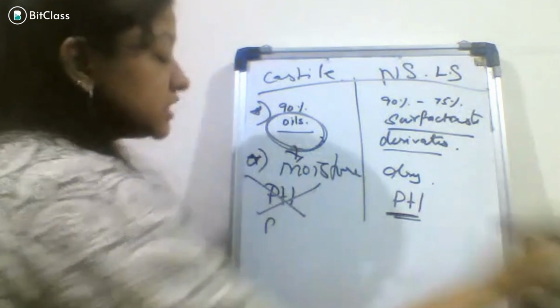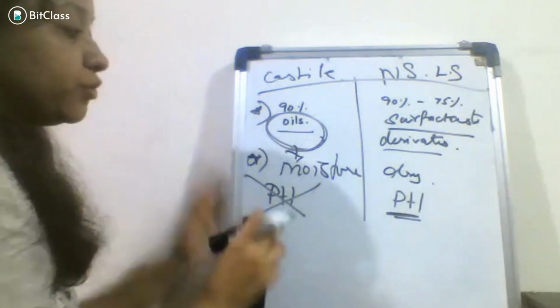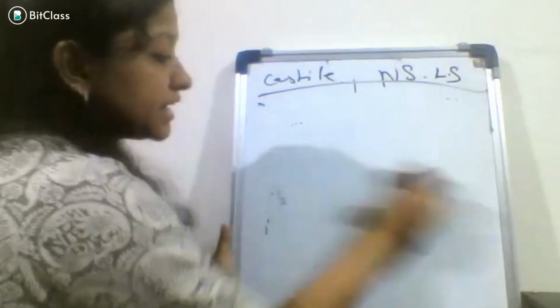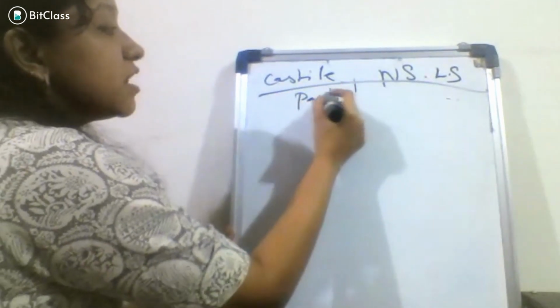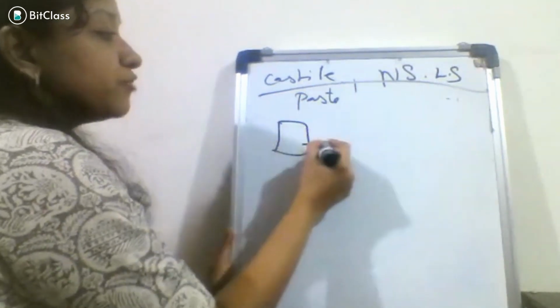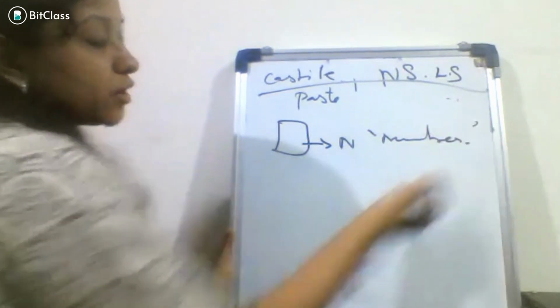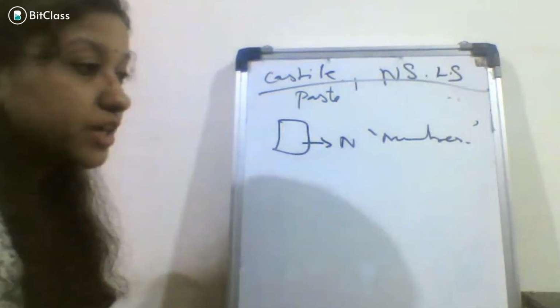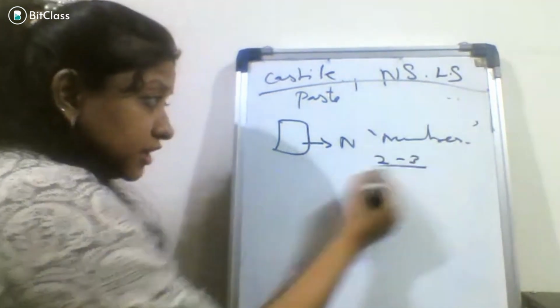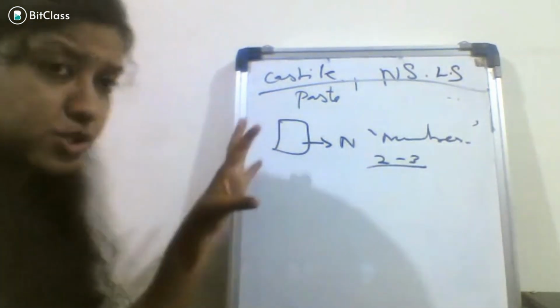So this Castile soap, when we make it, we try to make it as a paste. That Castile paste, you can store and keep for n number of years. It will not go stale at all. So maximum, as it is oils, you can keep for 2 to 3 years. This Castile paste you can store.